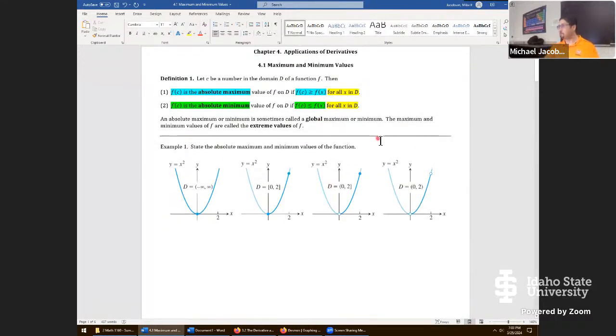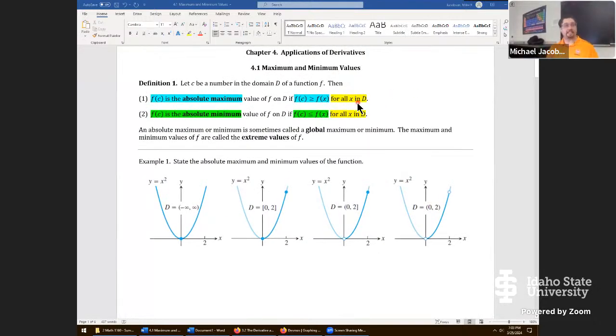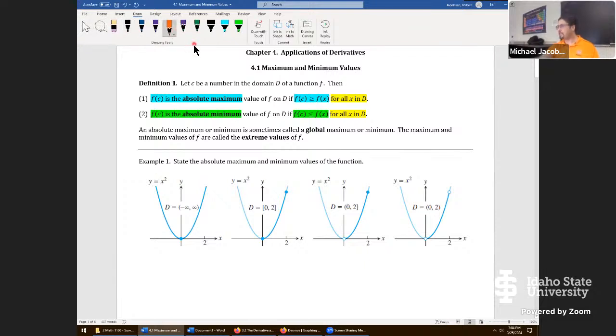Let's take a look, starting off on this problem right here. I have the definition written with the color coding that makes sense to me. And the yellow is going to be always the thing that's surprising. So for our first definition, we'll say f of c is an absolute maximum if f of c just exceeds f of x for all x in the domain D. And when we say all x in the domain D, this is what allows it to be an absolute.